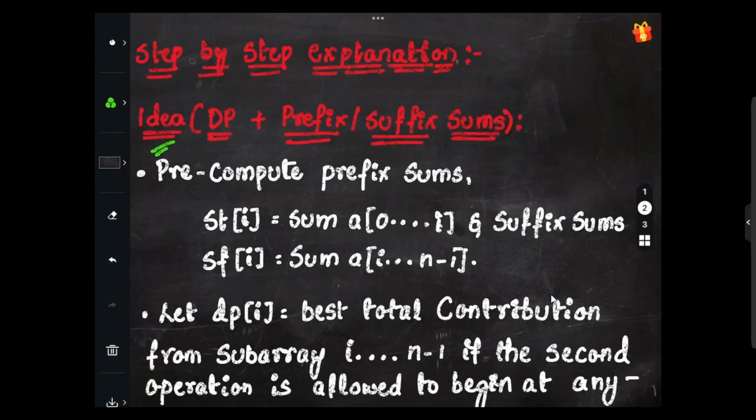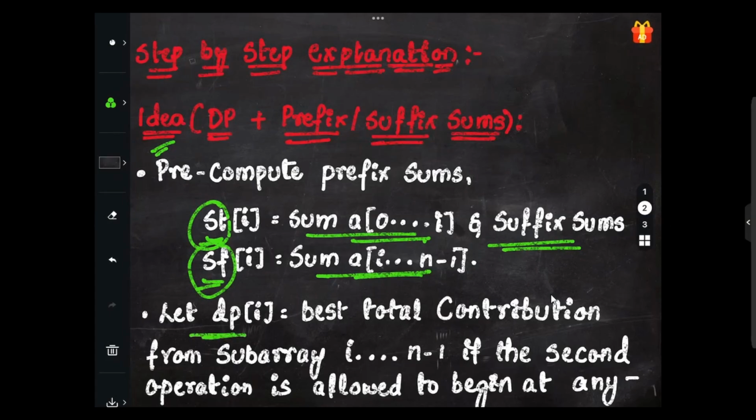First, let's go with the prefix part, nothing but pre-computing the prefix sums. For the prefix sums we'll be making use of the variable st, and for the suffix sums we'll be making use of sm. So this is the sum of a from 0 to i, and this is the sum of a from i to n minus 1, the last element. So for the suffix sum, this is fine.